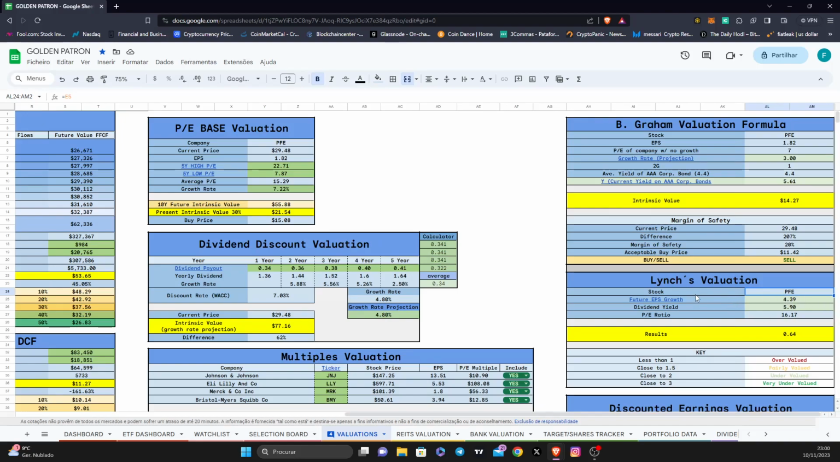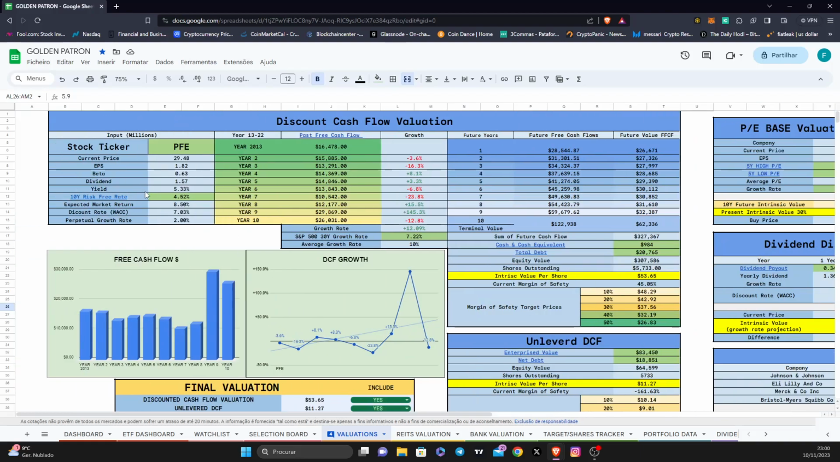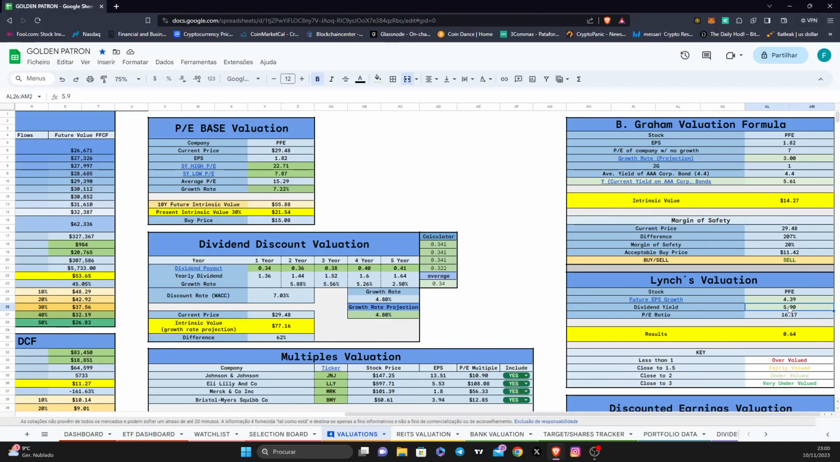Now what we need is the future earnings per share growth and the dividend yield. The P/E ratio automatically fills in as well. The dividend yield, we can get it from here, the yield, 5.33. So we plug in 5.33.